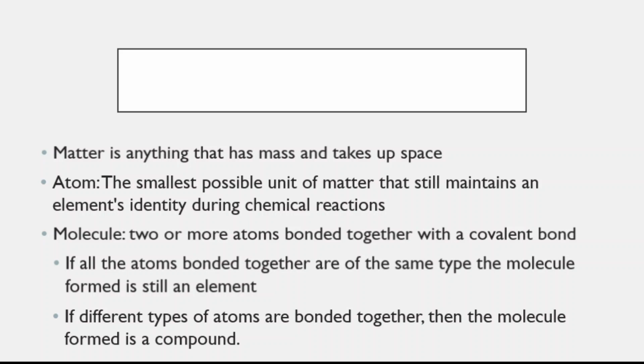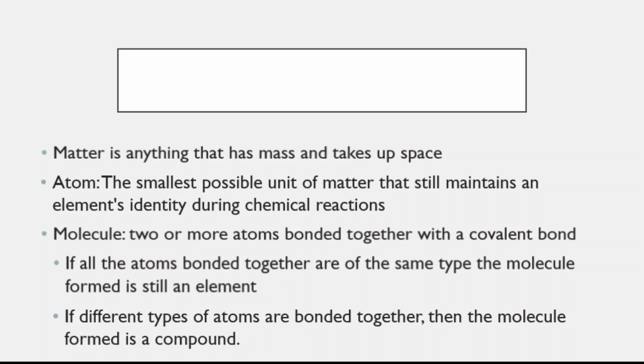Now, what we also know is matter is made up of atoms, which is the smallest possible unit of matter that still has the properties and the identity of that element during chemical reactions, right?